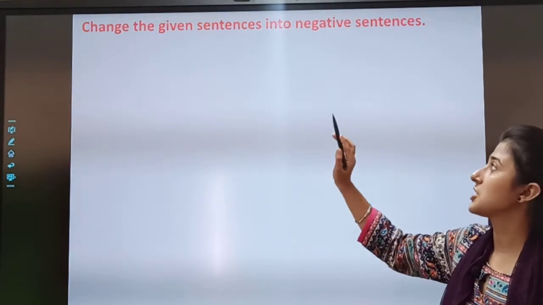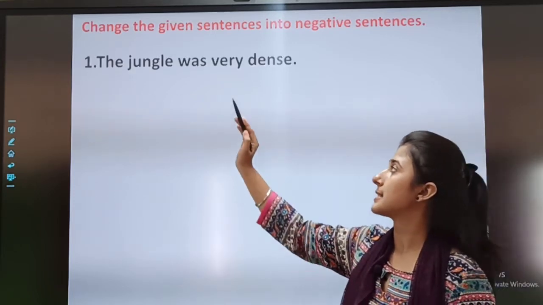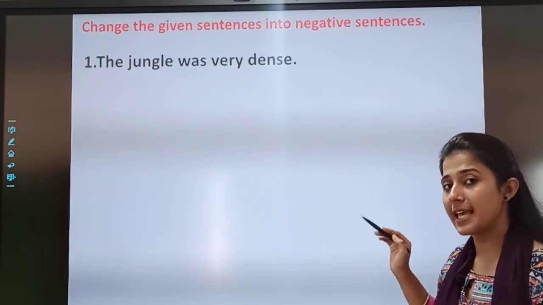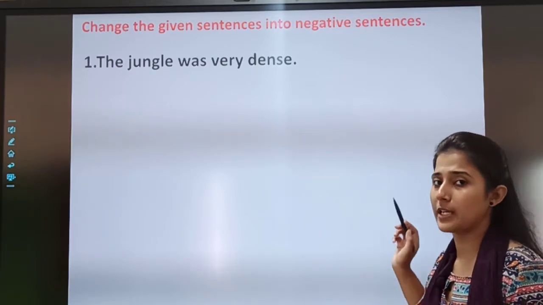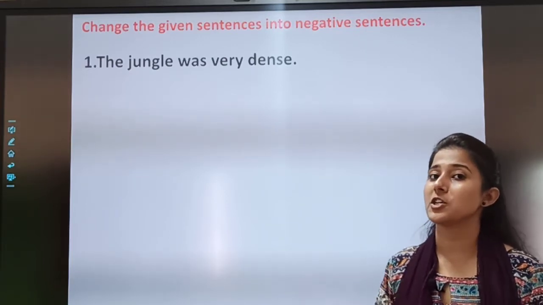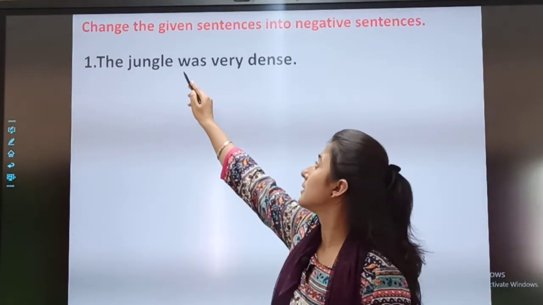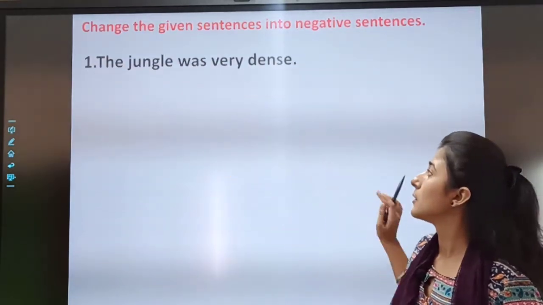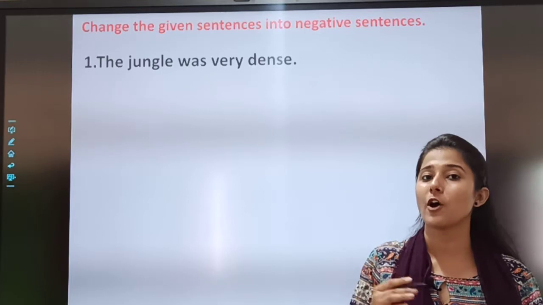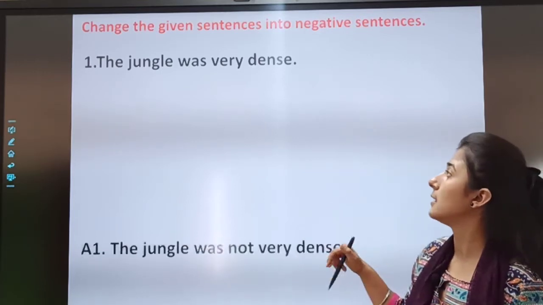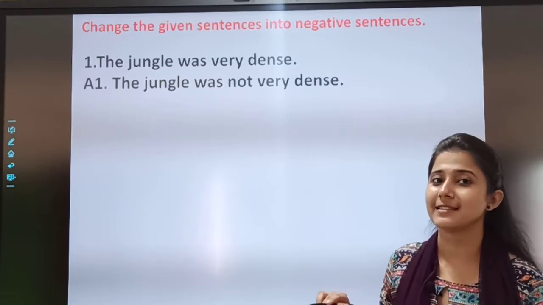See. Change the given sentences into negative sentences. First, the jungle was very dense. This is a simple sentence. The jungle was very dense. Now, how will you change it into negative? Can you find the verb first? Here, what is the verb? Was is the verb. So, we will put not after was. The jungle was not very dense.